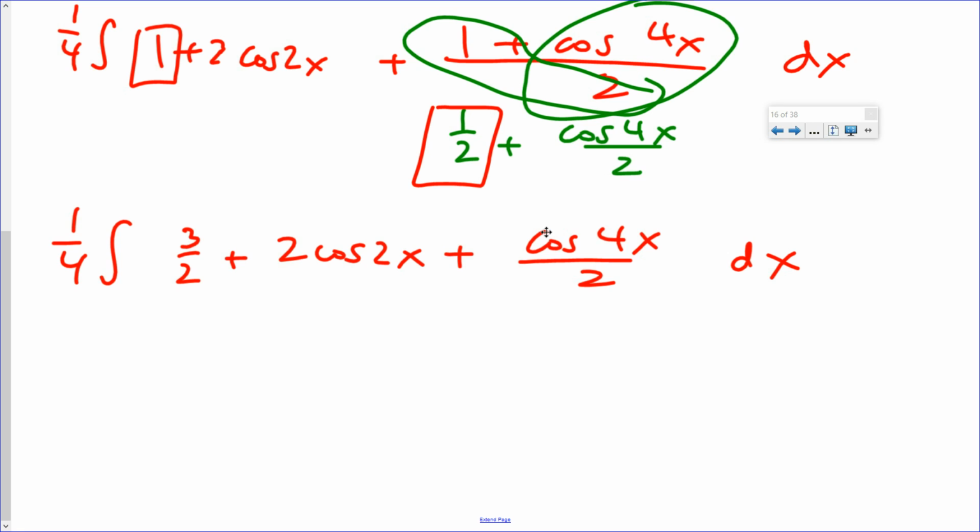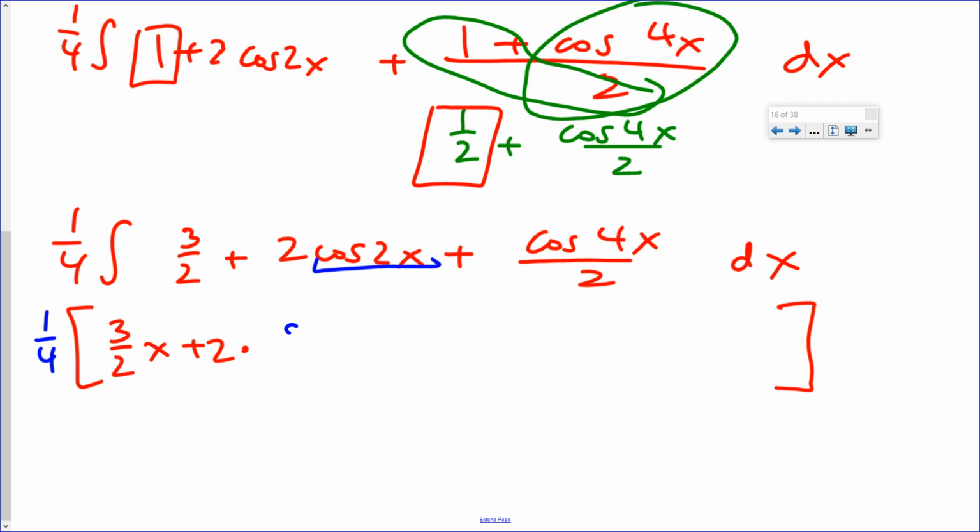Okay, so I'm just going to integrate one at a time. Remember, guys, this 1/4 just kind of stays by itself. It'll be remultiplied by every single term in here. What's the integral of 3/2? 3x. Okay, this 2, guys, make sure you understand, is just a scalar. So I'm going to pull that 2 out. I'm going to multiply it by the integral of cosine u. What's the integral of cosine u? Sine u divided by 2.